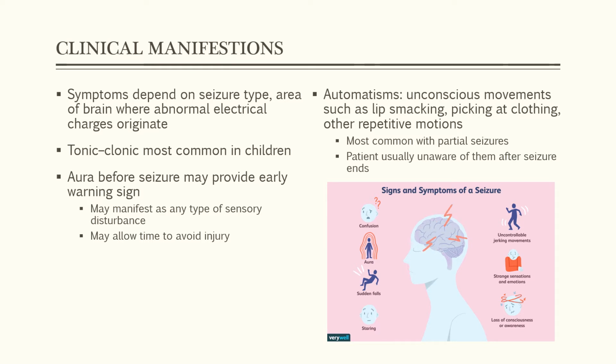And then we see on the other side of the slide the term automatisms. Automatisms occur most commonly with focal seizures. They are unconscious movements such as lip smacking, picking at clothing, or other repetitive motions that may resemble tics. Patients experiencing automatisms are usually unaware of them after the seizure activity ends.